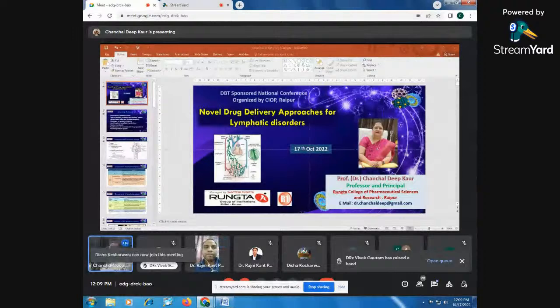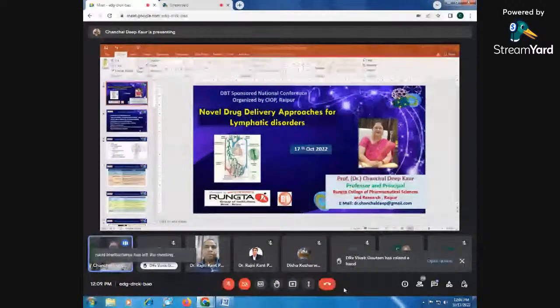then the novel targets for lymphatic drug delivery systems, or what are the various carriers that could be used for lymphatic drug delivery. Then, a very important thing: what are the polymers and ligands that could be used for preparing any type of novel drug delivery systems.